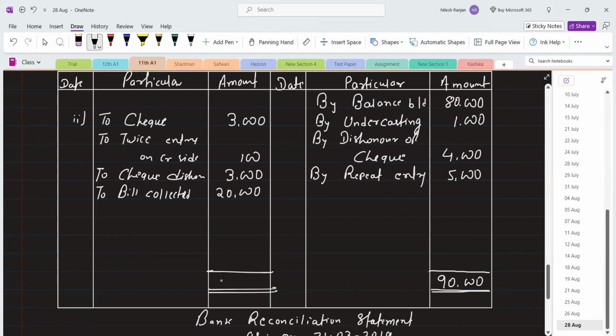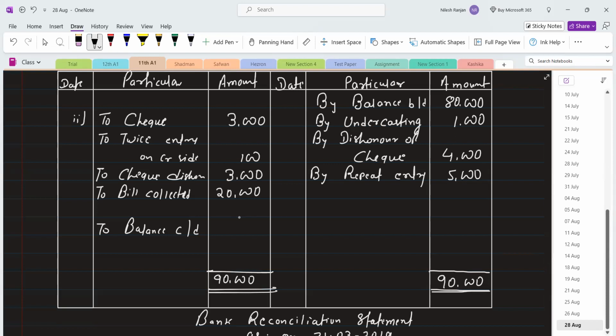And here it will be 90,000 to balance CD. It will be 26,000. 26,100. So 63,900.